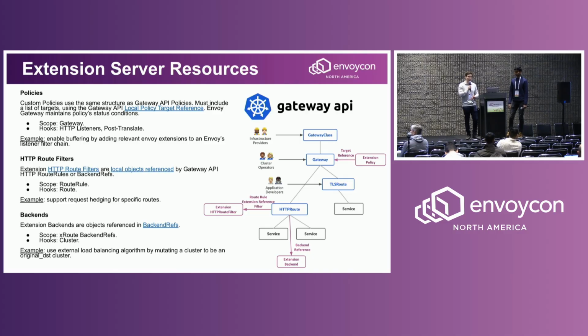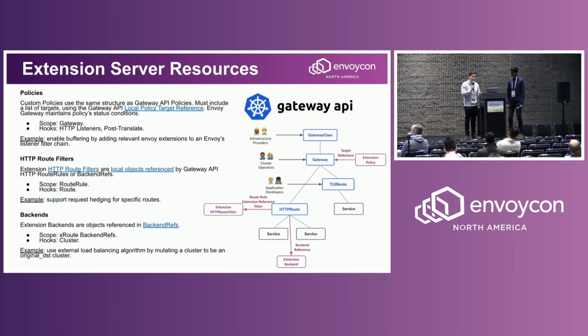And finally, the last extension resource that is currently supported is the backend resource. So in Gateway API, we have backend refs, which is a list of backends, typically Kubernetes services, but actually these can be any resource. And when you are implementing a custom extension backend, you can add your extension backend to those backend refs, and then Envoy Gateway would translate these backend refs into an Envoy cluster, and this extension backend resource would be provided as context in the cluster mutation hook.